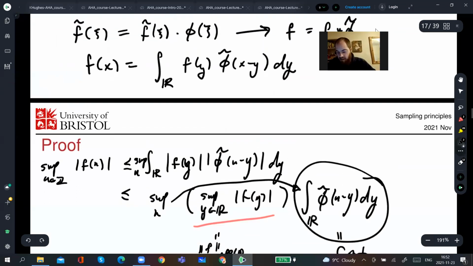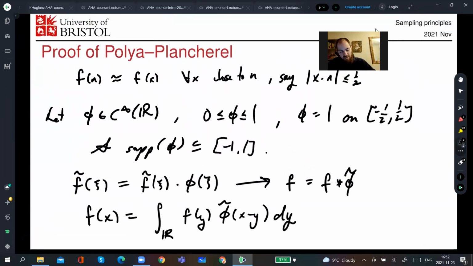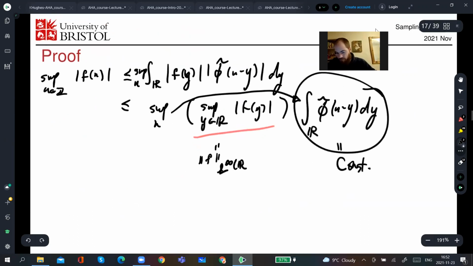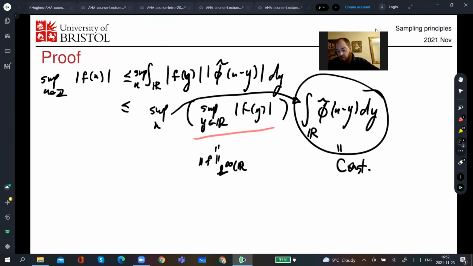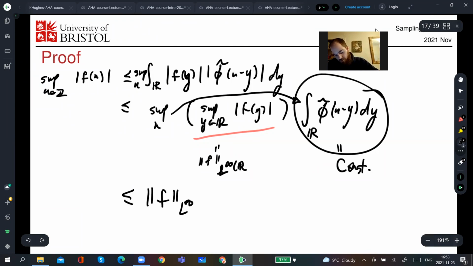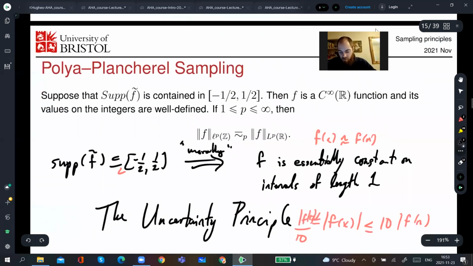Why is that? I have that phi is C infinity and compactly supported, so it's Schwartz. And this is just the integral of a Schwartz function, because the Fourier transform of a Schwartz function is also Schwartz, and the integral is therefore finite. And that integral doesn't depend on n anymore. So in particular, we have that this is always less than or equal to the L infinity norm of f over R times the L1 norm of the Fourier transform of phi on R. Great. So I actually have proved this when p is equal to infinity.